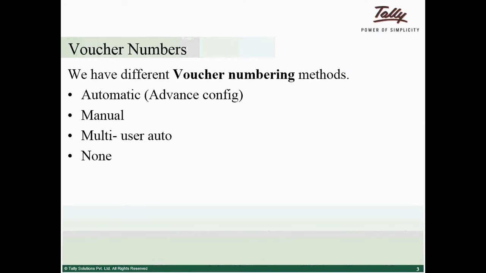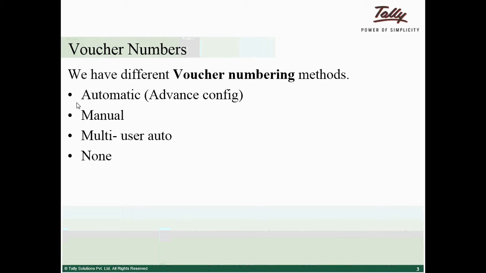Moving on to the voucher numbers, we have different voucher numbering methods. One is automatic, then manual, multi-user auto, and none. These are the four voucher numbering methods in Tally. Automatic is a very flexible method. If the automatic method is selected, then Tally.ERP 9 numbers the vouchers automatically. The advanced configuration we will look at next in detail.